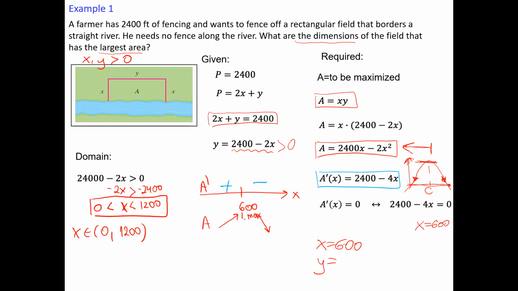Let's compute y. y was defined as 2400 minus 2 times x. x is 600, so it will be 1200, if I am right. Okay, so this is 600, 600, and 1200, and the total is 2400. So when we have these dimensions, the area is maximum. We solved the first optimization problem. Let's keep moving.